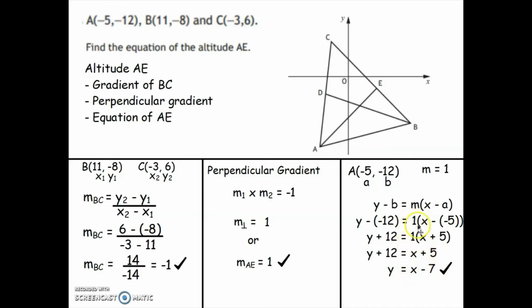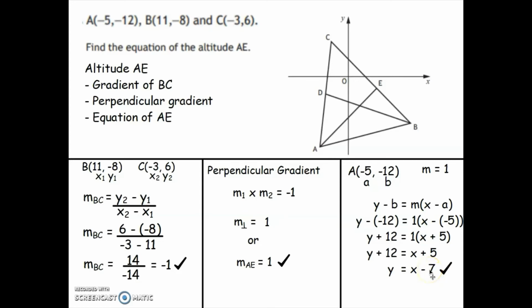I'm only putting the 1 in here just to show you where I'm getting it from because it's related to the gradient here. You could immediately just write x minus 5 and x plus 5. Okay, so when you're doing these examples, substitute in your gradient for perpendicular and your values for a, b, negative 5, negative 12, put it all through, and there you've got y equals x minus 7 is your final answer for part B.